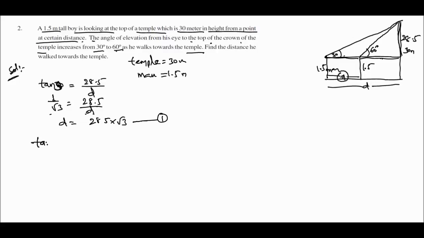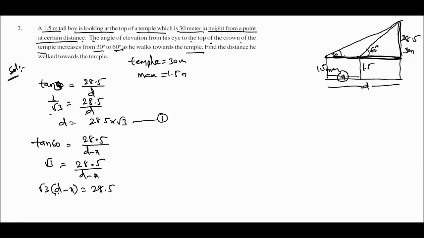And tan 60 is equal to 28.5 divided by d minus x, because only then will it cover this part, from here to here. So d minus x is the base. Tan 60 is root 3, so root 3 equals 28.5 divided by d minus x. So root 3 into d minus x is equal to 28.5.